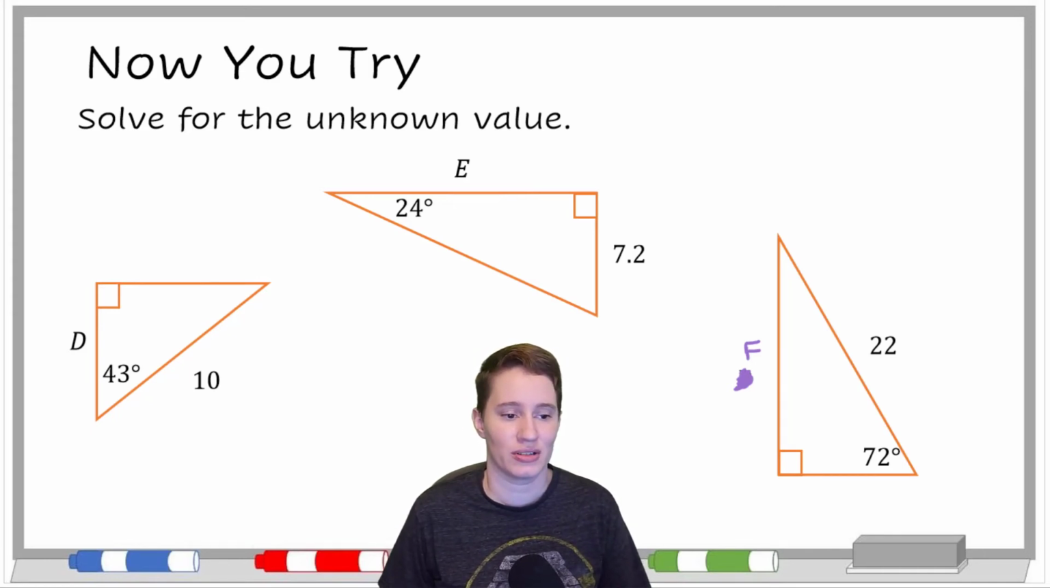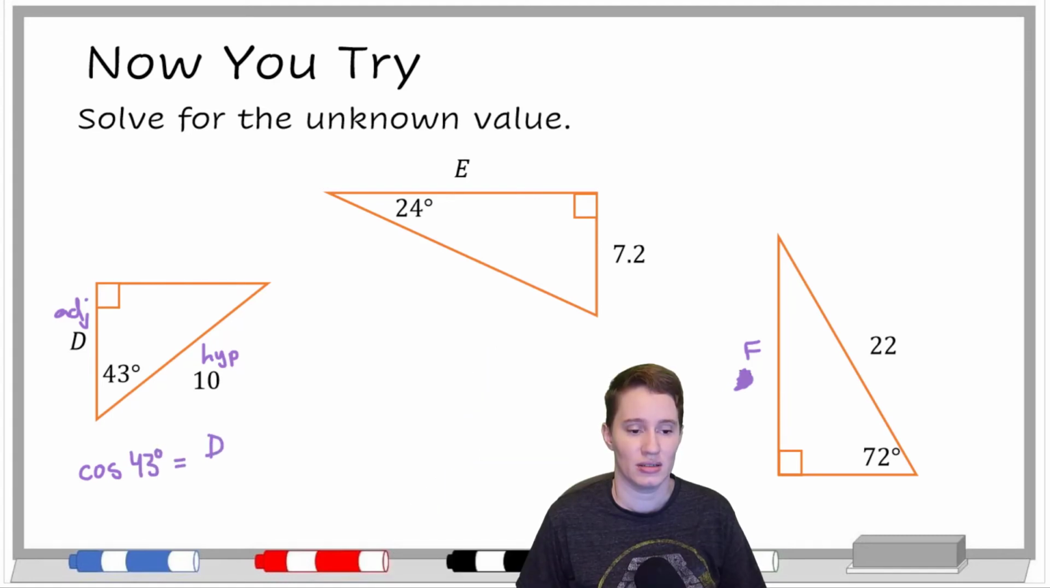We've got 43 degrees. D is our adjacent side, 10 is our hypotenuse, so that means we're going to use cosine. Cosine of 43 degrees equals D over 10, which means I need to multiply by 10 on both sides, or you can think about it like it's cross multiplying. That's totally what is happening here.